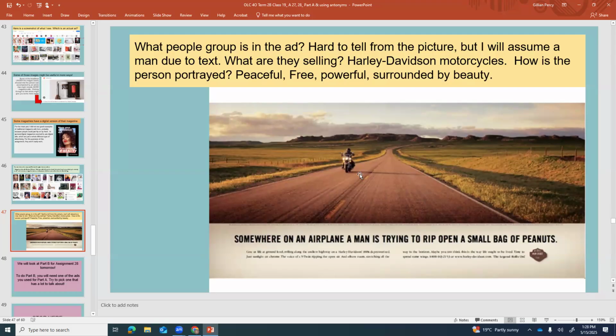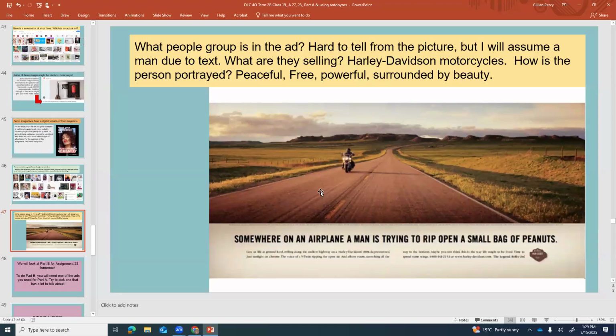This is tricky because they're kind of at a distance, but because of the scenery surrounding them, I would say they look peaceful or free. The black leather and the helmet make them look very powerful. They're surrounded by beauty. And then the ad copy is like, somewhere on an airplane, a man is trying to rip open a small bag of peanuts. I think that's why I also figured it was a man. Here's this guy and he's so weak he can barely open a bag of peanuts compared to this powerful guy who's driving through the mountains, across the plains, right? So it's a different type of portrayal. That's the kind of thing to think about.